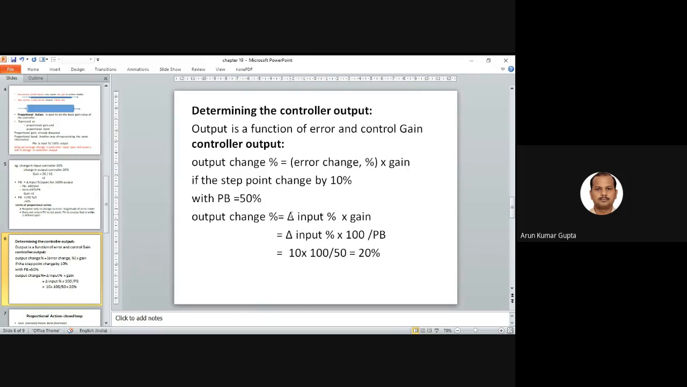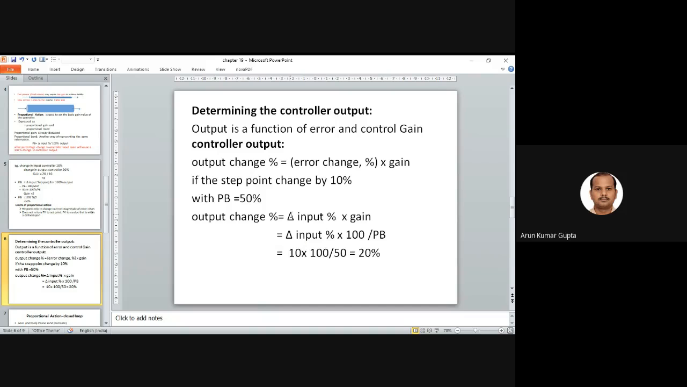Okay. Now you can see how we define the controller output. Output is a function of error and controller gain. These are basically taken from different books, but these small concepts are required when you are dealing with some objectives. That's why I am putting them with you. I think this is a very important discussion. These are important key points of the controller.